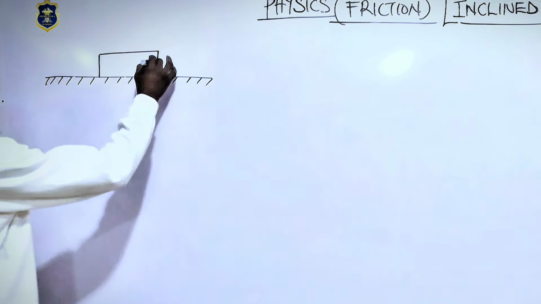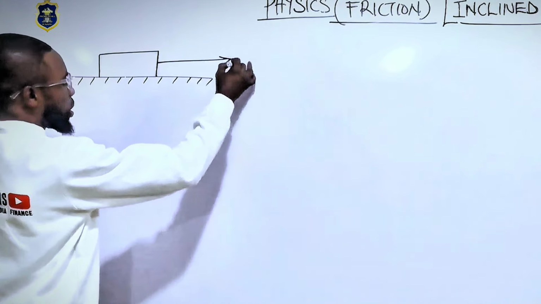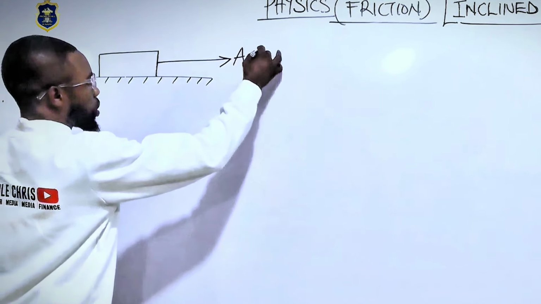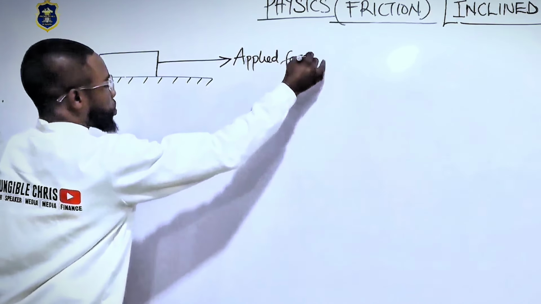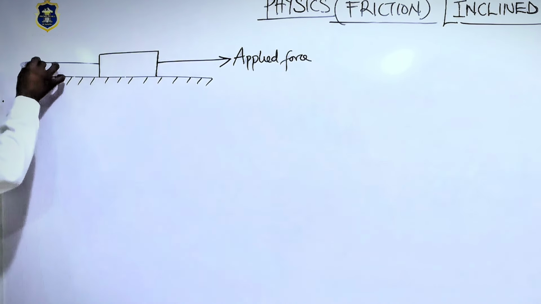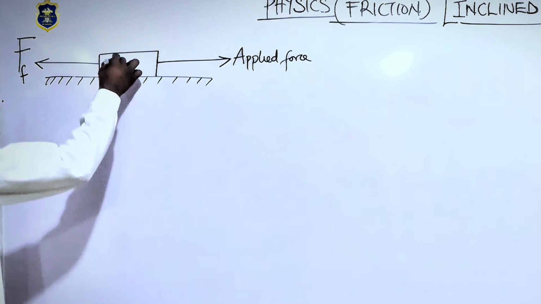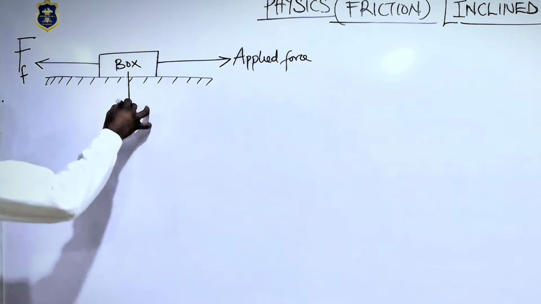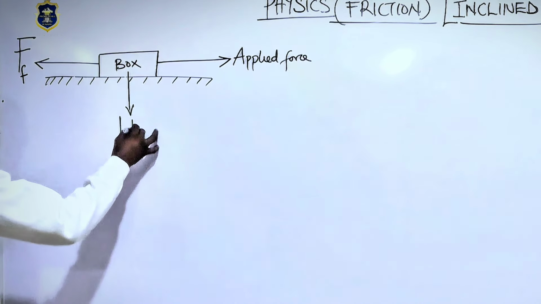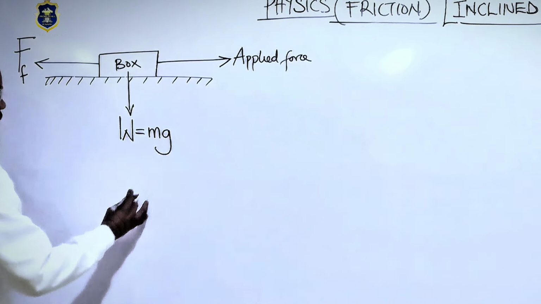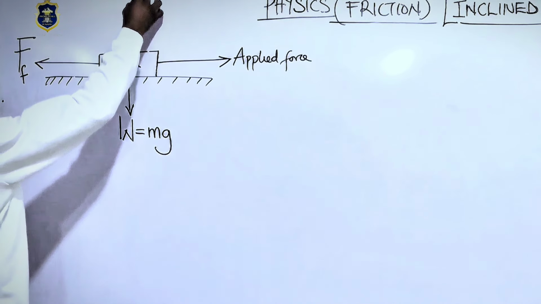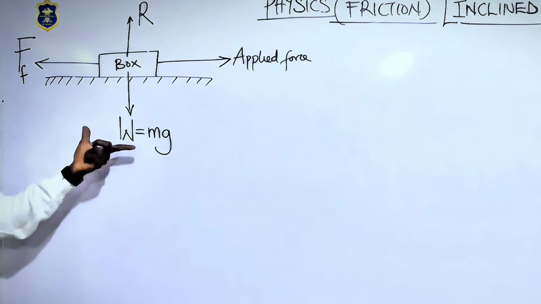We said if it is moving in this direction, let's add the applied force, right? The frictional force will be here. Let's call it F, frictional force. And two other forces acting on this box, let's call it a box: the weight, which of course is equal to mass times gravity, right? And the reaction, right?